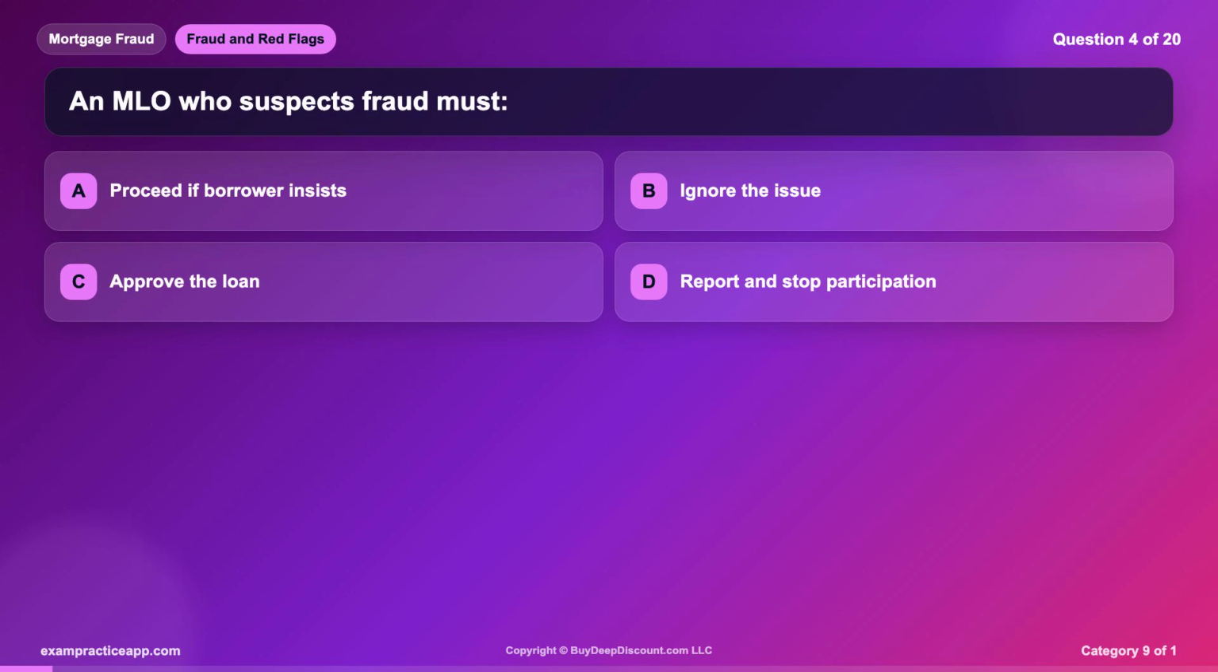Question 4. An MLO who suspects fraud must, option A, proceed if borrower insists, option B, ignore the issue, option C, approve the loan, option D, report and stop participation. Take a moment to choose your answer. The correct answer is option D, report and stop participation. Explanation. MLOs must not participate in suspected fraud.